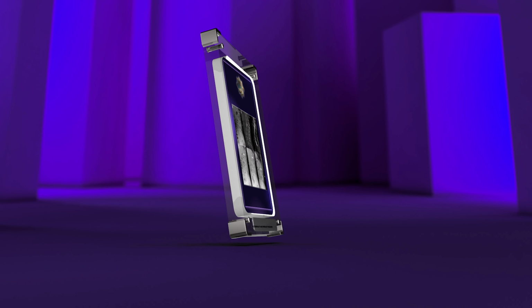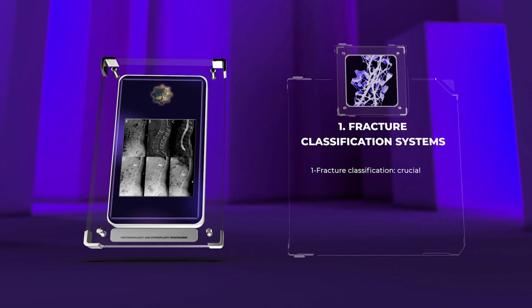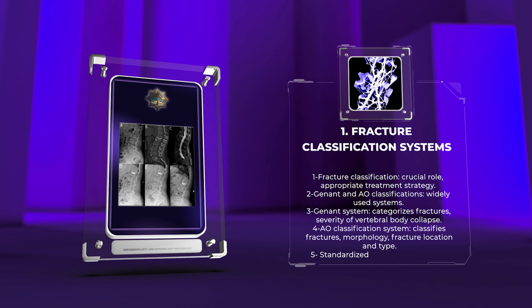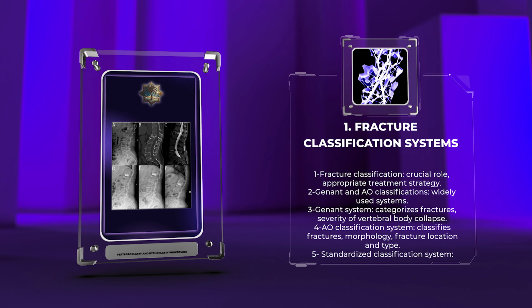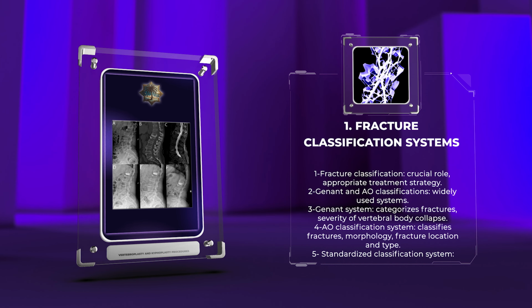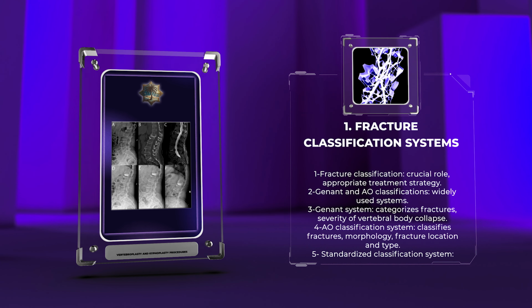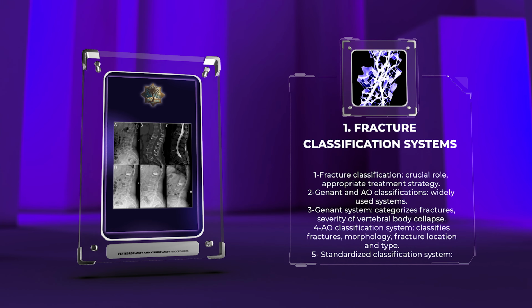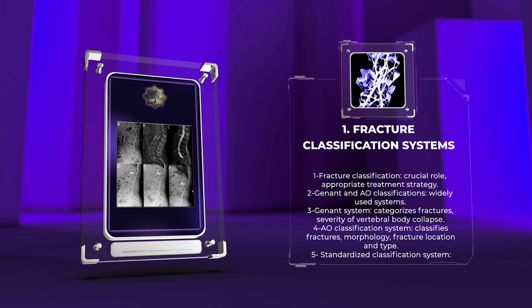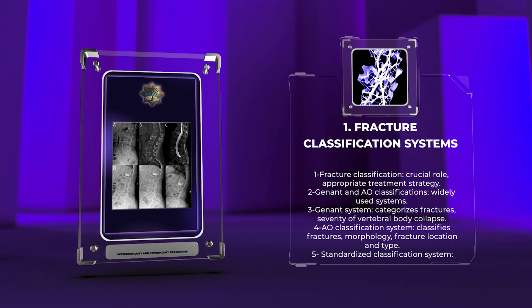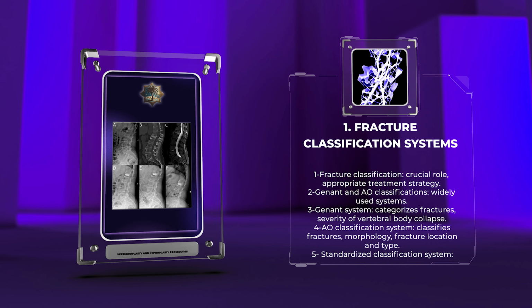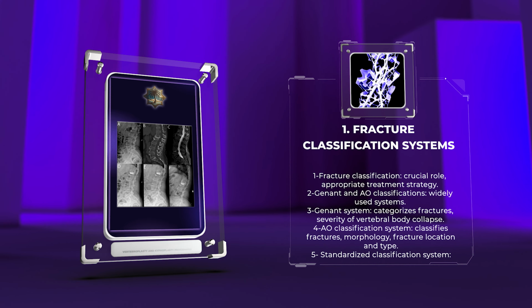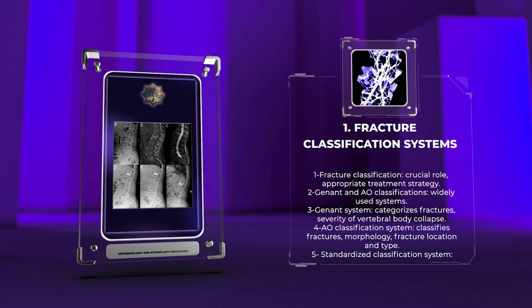Fracture classification plays a crucial role in determining the appropriate treatment strategy for vertebral compression fractures. Two widely used systems are the Genant and AO classifications. The Genant system categorizes fractures based on the severity of vertebral body collapse as mild, moderate, or severe. On the other hand, the AO classification system classifies fractures according to their morphology, considering factors such as fracture location and type. Having a standardized classification system aids in communication between healthcare professionals and helps guide treatment decisions.